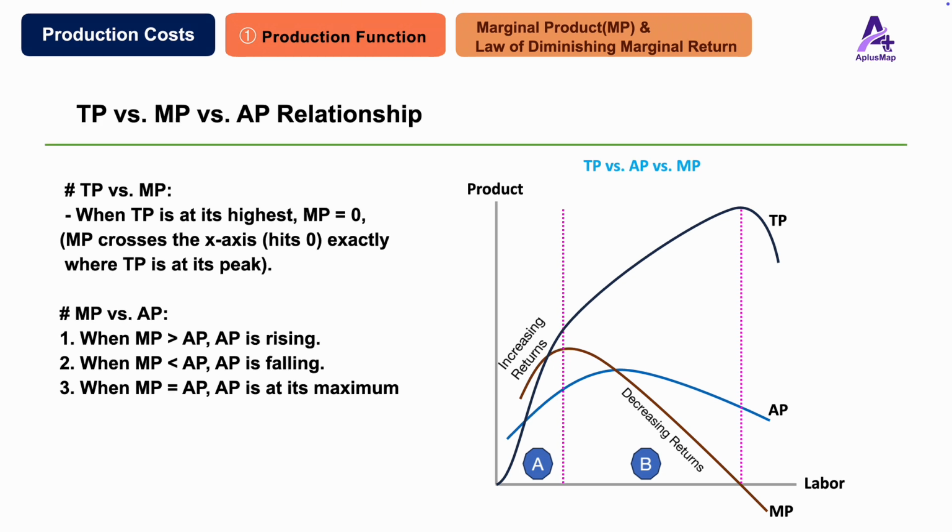And then zone C. This is where things go south. Negative marginal product, MP dips below the x-axis. And total product starts falling. Too many bakers. Exactly. Too many bakers.